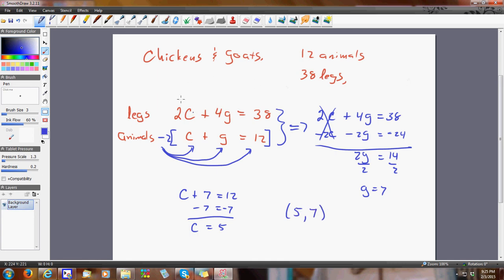2 times 5 is 10. And 4 times 7 is 28. 10 plus 28 equals 38. So it checks. Alright, hope you like that example.